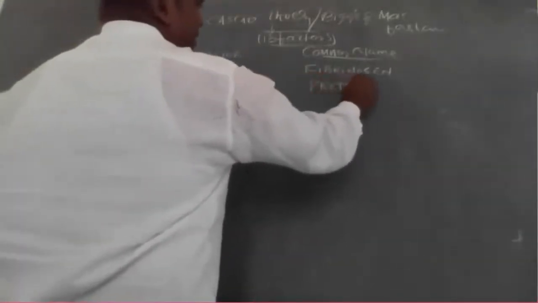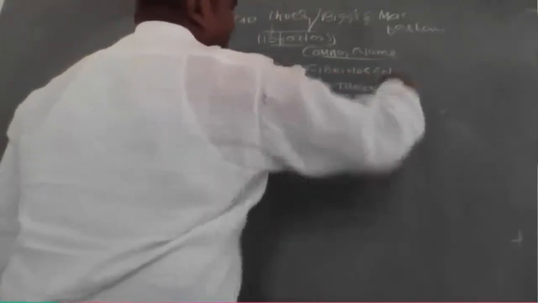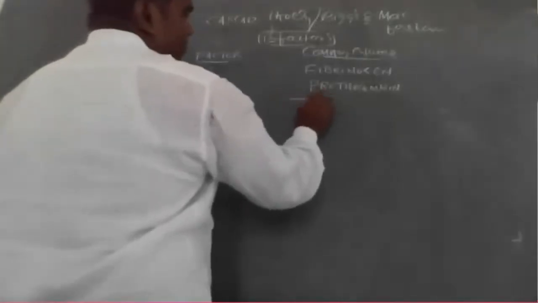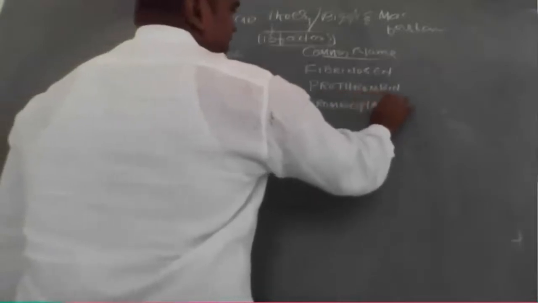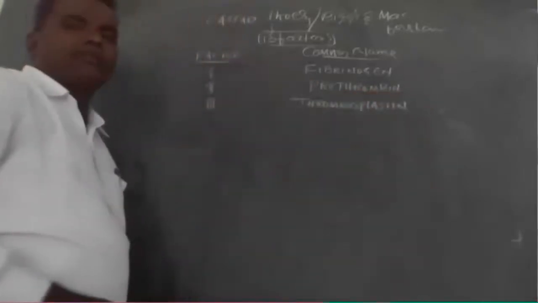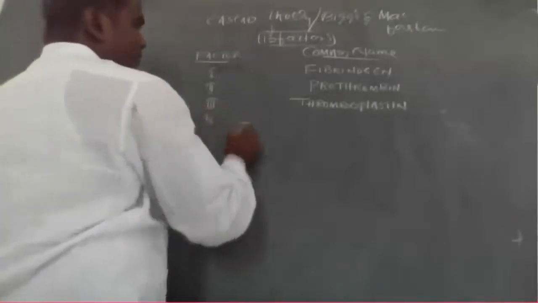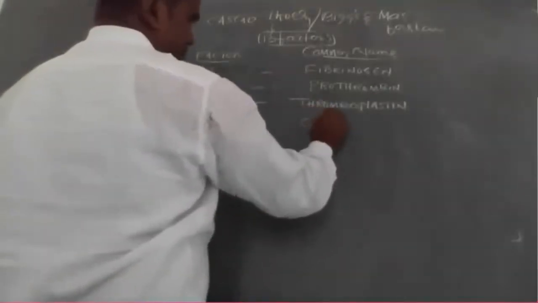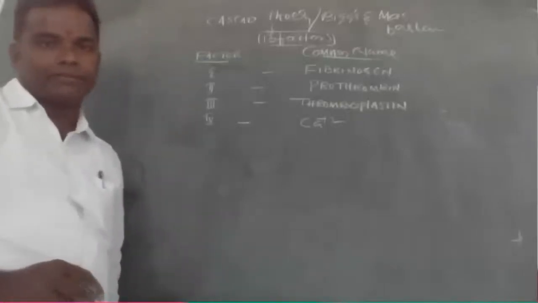Number two, prothrombin. Number three, thromboplastin. So, number four, calcium. Very, very important. Number 4, calcium.